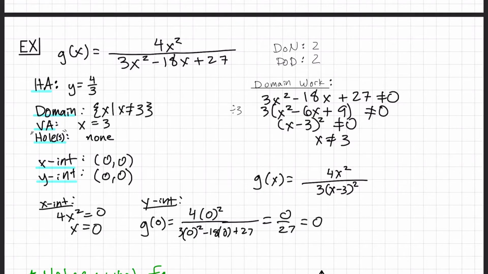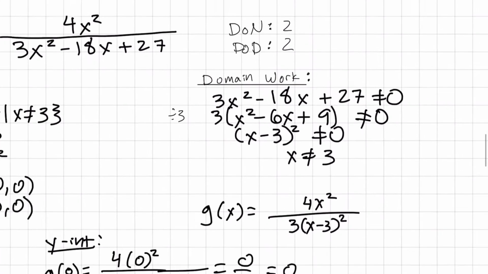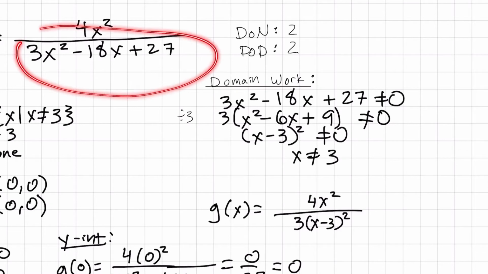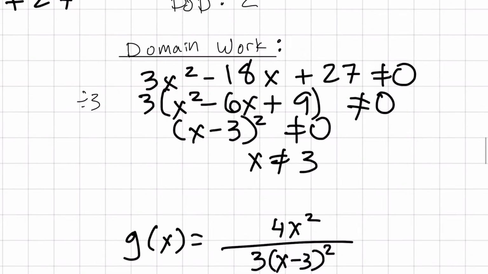So let's deal just to the side, like to find my domain. I just write domain work. So I'm going to set my denominator to be not equal to 0. So here I see, oh, well, there's a 3 in everything. So I'm going to pull out a GCF of 3. And then I'm going to divide everything by 3 because I don't need it. 0 divided by 3 is 0. And then I can factor.